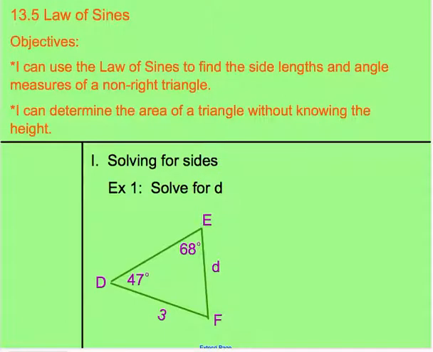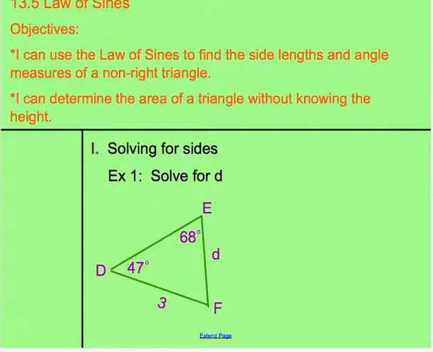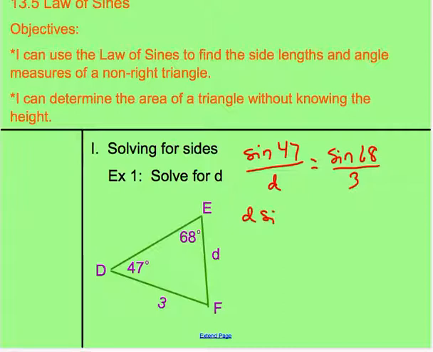So we're going to start with some basic law of sines. We're going to solve for side length D. So I need the angle across from D, so I'm going to start with the sine of 47 over D equals, and then I just need any other opposite angle side pair, which I have for E. So the sine of 68 over 3. So to solve, we're going to cross multiply. So we have D times the sine of 68 equals 3 times the sine of 47.